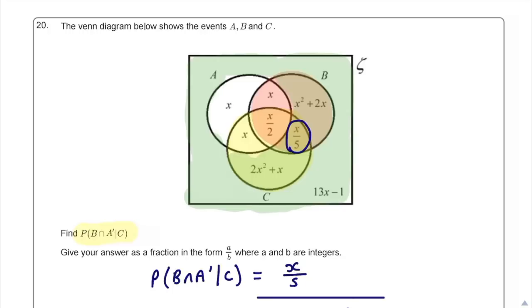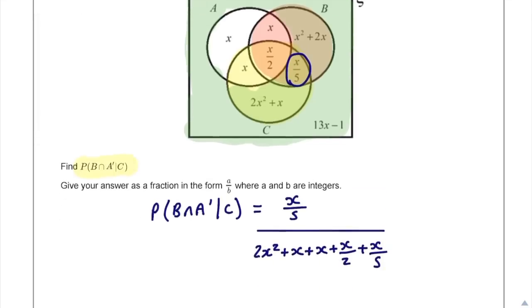Now, this isn't so obvious, but what you should know about probabilities is that all of the probabilities are going to add up to 1. So what you could do is generate an equation where you've got all of these x values and it equals 1. And what you'll find is, because we've got x squared featured in some of these probabilities, we're going to end up with a quadratic equation.